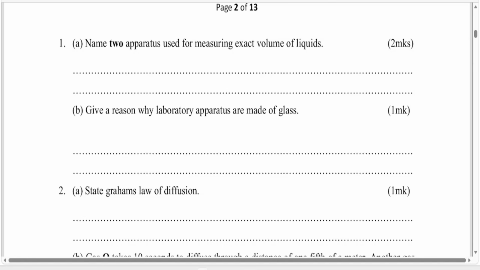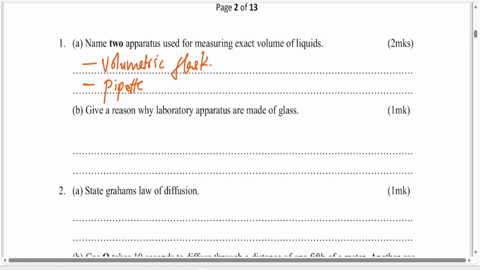One of the apparatus that are used for measuring exact volume is the volumetric flask, and we also have a pipette. These are examples of apparatus that can be used to measure exact volume. We may also have a burette that may also be used in measuring exact volumes.